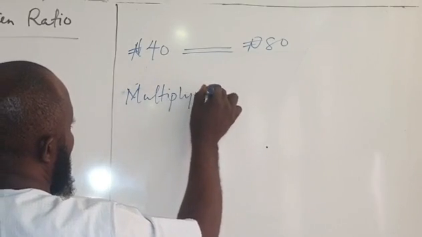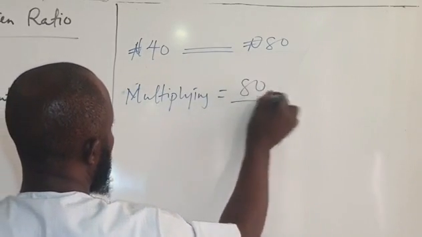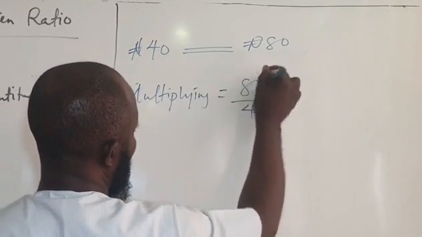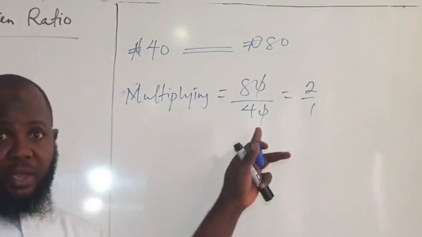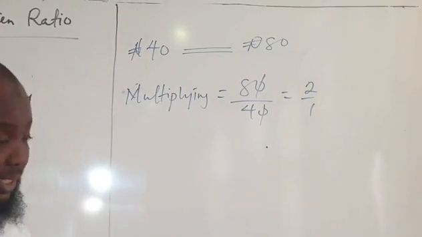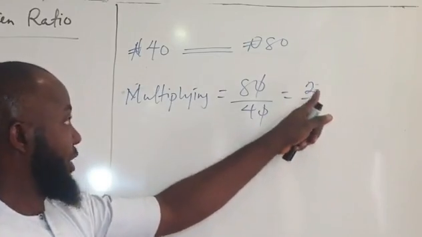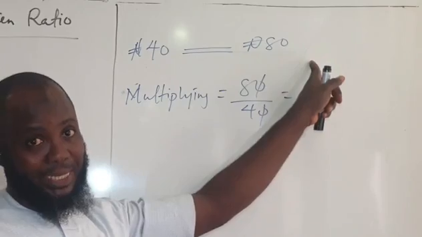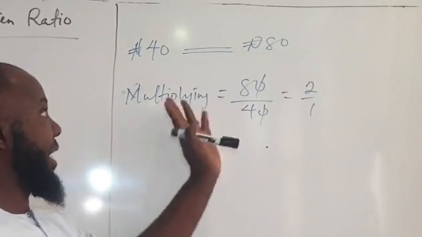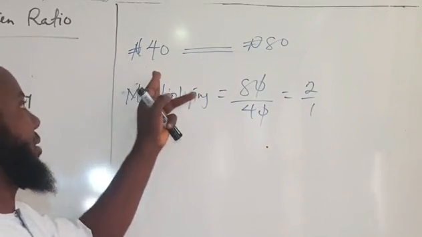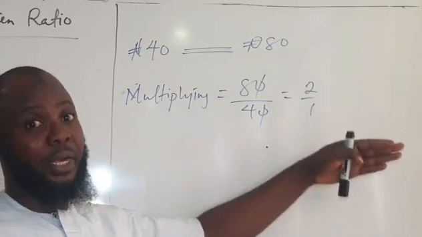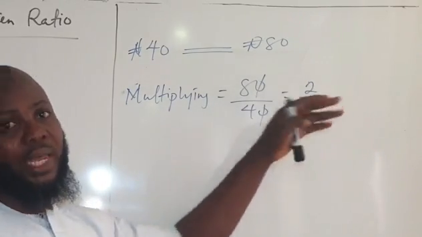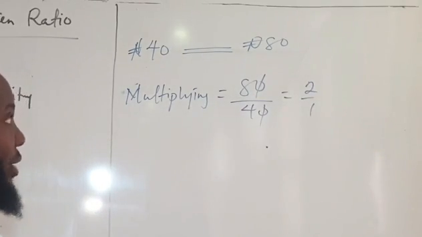The multiplying factor here will then be 80 divided by 40. 0 cancels 0, so that is 2 over 1. The multiplying factor will be 2. If you multiply 2 by 40, it will give us 80. You can see it now. So that is how it works. If they ask you to increase a quantity by a particular ratio, we'll now see how to do that. Let's look at examples on how that works.